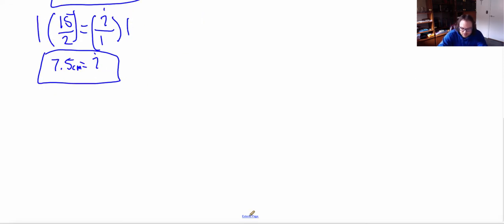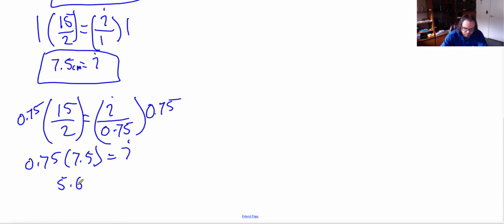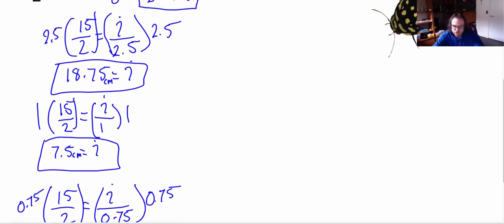Now my last dimension is 0.75, so I'm going to have 15 over 2 is equal to I over 0.75. So once again, I'm just going to isolate for I by multiplying by my denominator. So I get 0.75 multiplied by 7.5 will give me I. And that ends up giving me 5.625. Okay? Now, let's try part B.